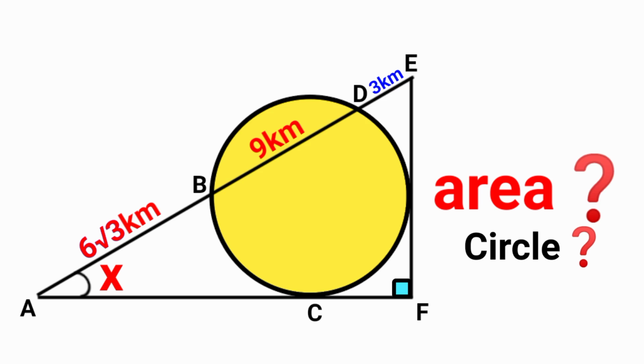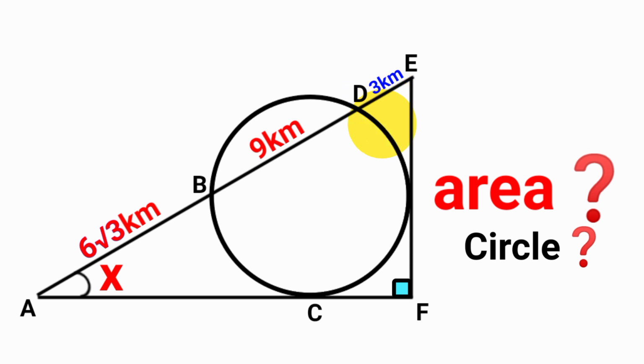Welcome to M&E. We have a very interesting question today. We are asked to calculate the area of the circle, that is, this circle here. We have the length of this line segment to be 6√3 kilometers. This line BD is 9 kilometers. And this segment DE is 3 kilometers.